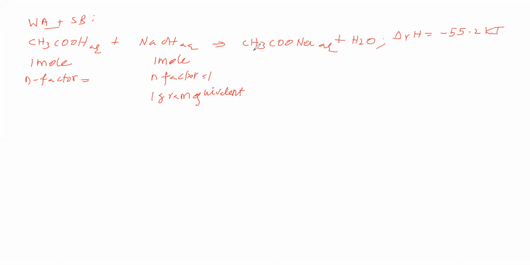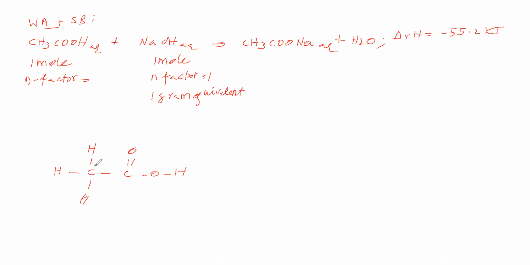Now we can say the number of moles of sodium hydroxide and the number of gram equivalents of sodium hydroxide are the same. What about acetic acid? We will see the acetic acid structure first. It is CH3 C double bond O OH.